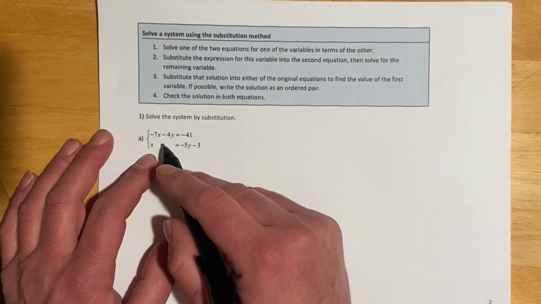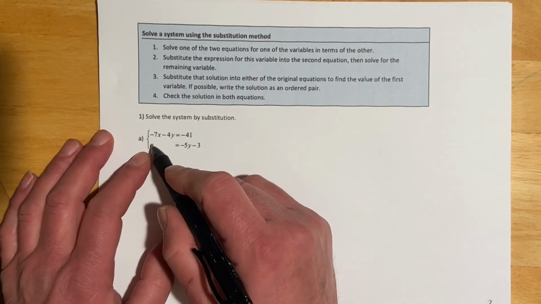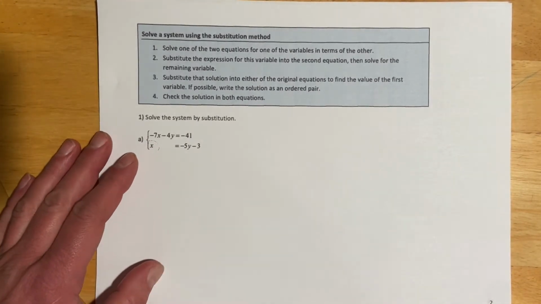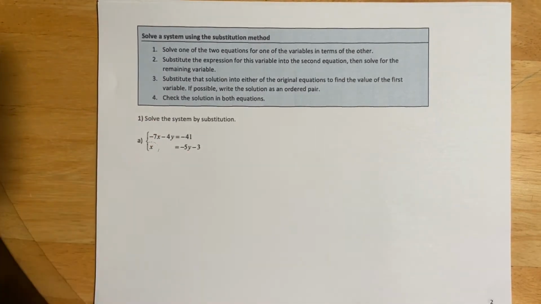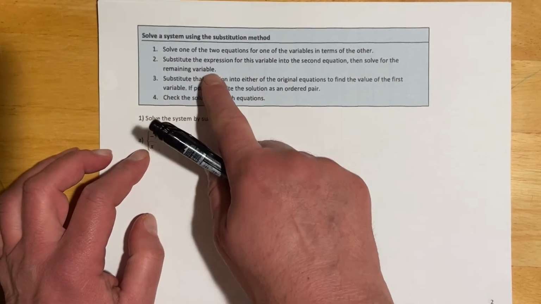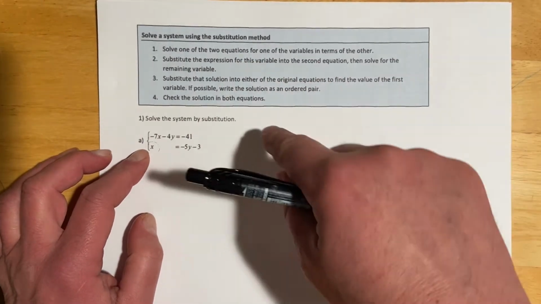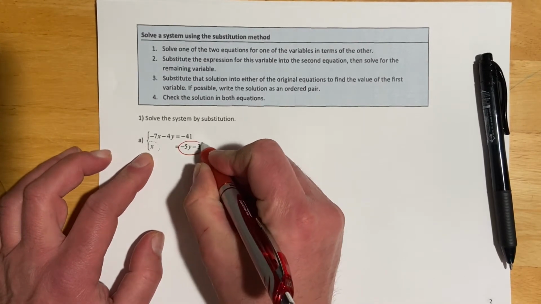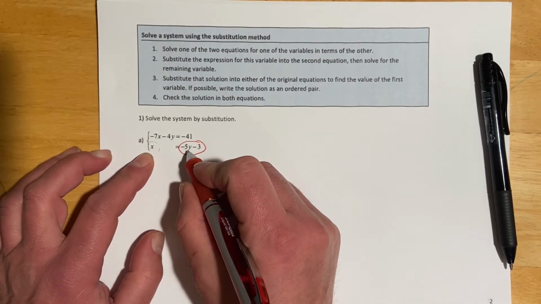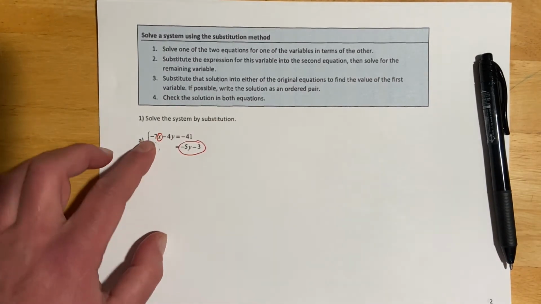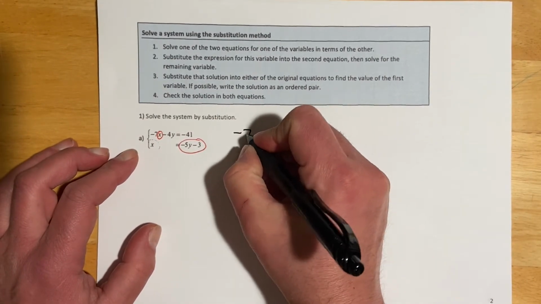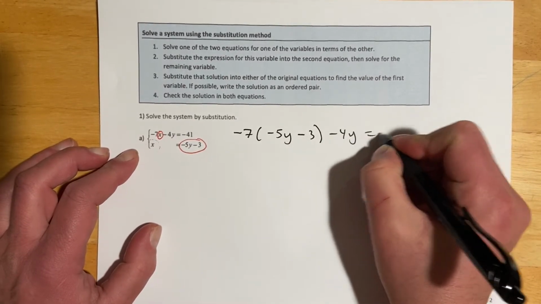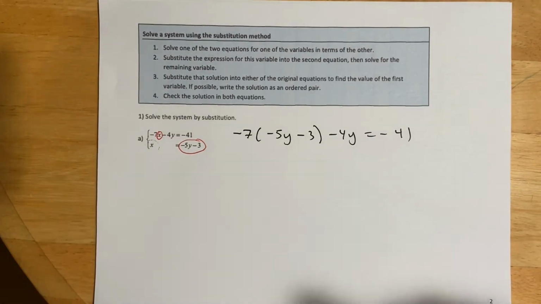In this system of equations right here, we're already given this with x equals, so one of the variables is already isolated. That would make me want to use substitution as the method of solving, just because it's already set up for it. Step 2 is substitute the expression for this variable into the second equation and solve for the remaining variable. So this is x equals negative 5y minus 3, and we're going to take that and plug it right there for that x into the other equation. So that's going to look like negative 7 times negative 5y minus 3, minus 4y equals negative 41.